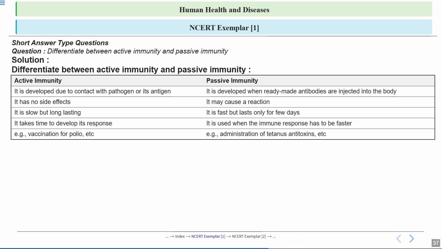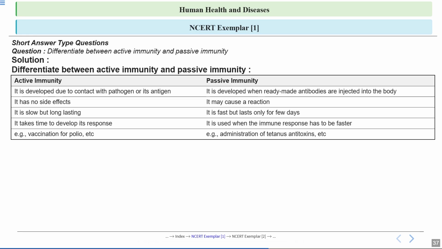Now, what about passive immunity? It is fast but lasts only for a few days. Active immunity takes time to develop its response because antibodies take time to develop. Passive immunity is used when the immune response has to be faster. So in the case of snake bite, antitoxins are given. These antitoxins consist of antibodies. So whenever you require immediate treatment or an immediate response, then you go for passive immunity.